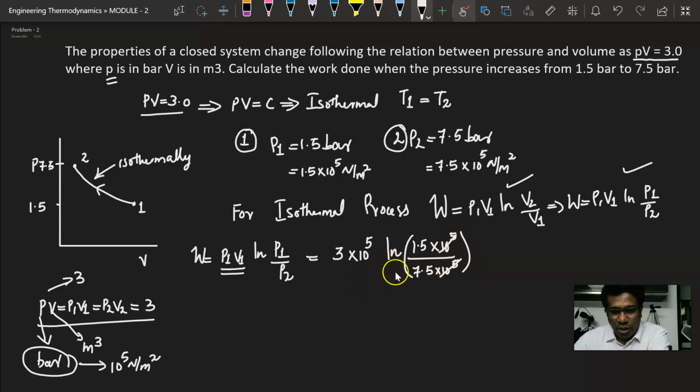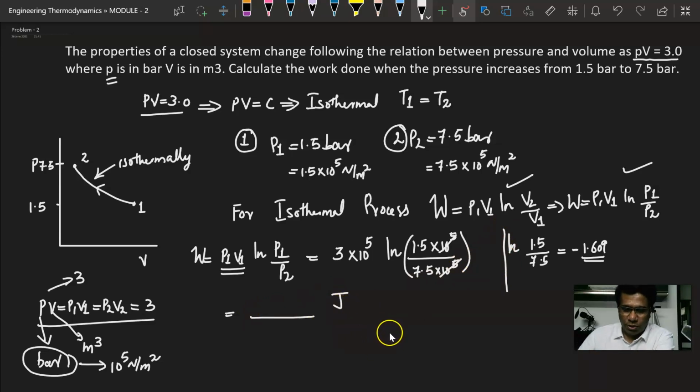Now when you do ln 1.5 by 7.5, you will be getting a minus value which is 1.609. This minus sign has to be included, and you complete the value 3 into 10 raised to 5 into this minus 1.609. Okay, you will be getting the answer in terms of joules. This is very easy if you can identify the process. It's the most important thing, identifying the process. Then you can directly find out the work done.